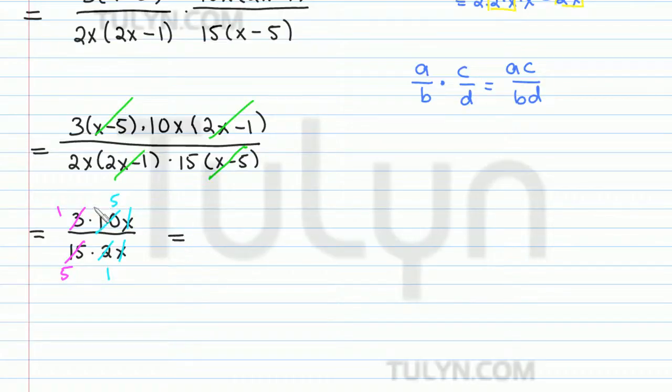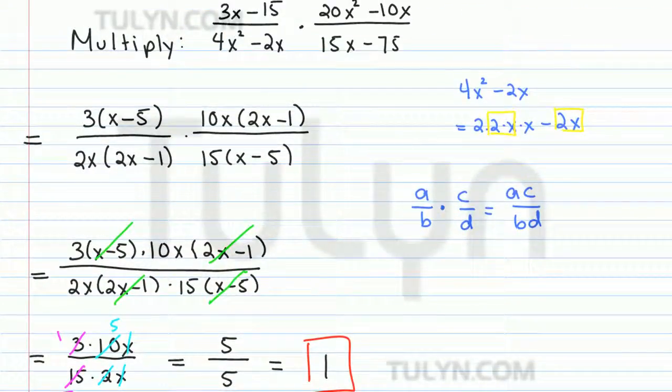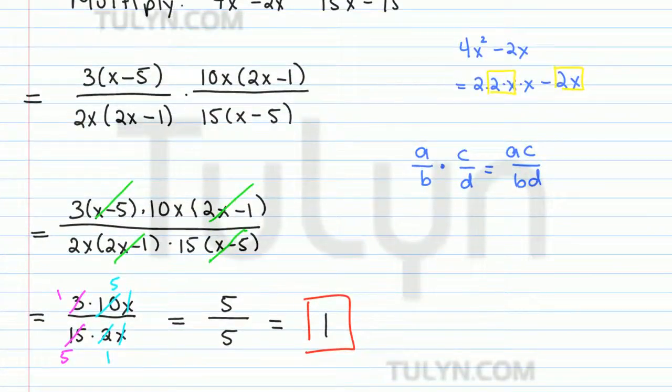So now let's write what we have left. On the numerator, we have 1 times 5, which is just 5. On the denominator, we have 5 times 1, which is just 5. And that simplifies simply to 1. So we ended up getting a really nice result from a really nasty looking rational expression to begin with.